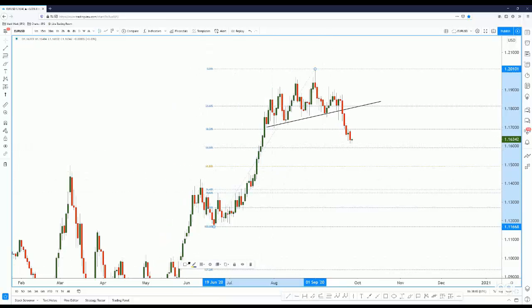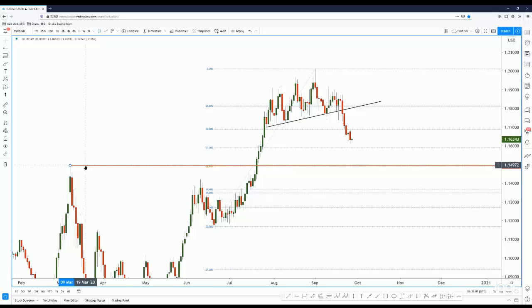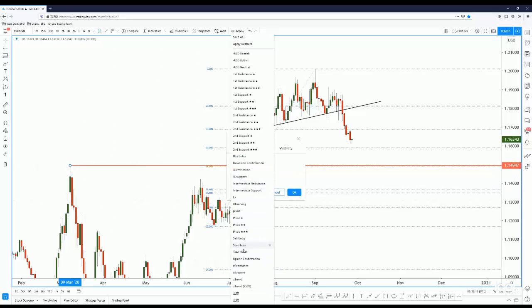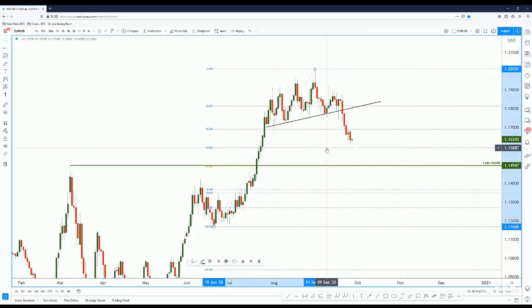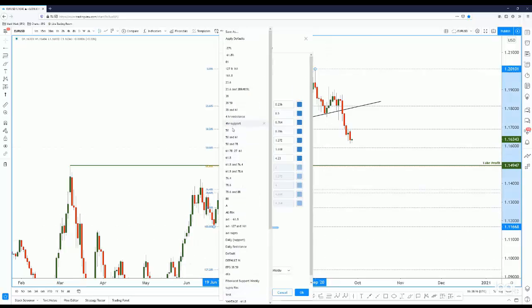Now my preference is definitely for the 61, because if we look to the left, the 61 is in line with this spike right here. So we can actually consider this as our daily take profit. Right, so I'm just going to go ahead and highlight the 61%.